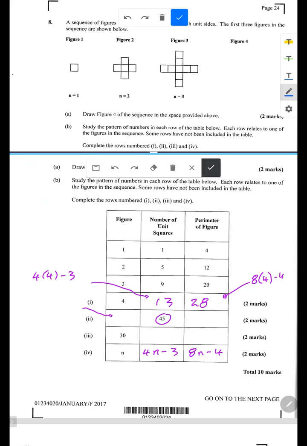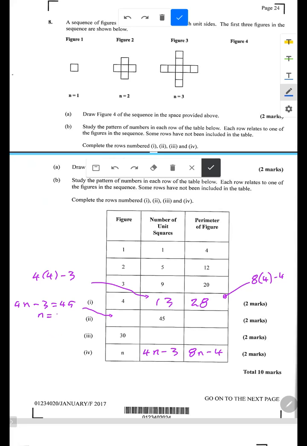And then here, we work out this value by putting the formula equal to 45. The formula in the middle equals 45. That's what we did right here. So we put 4n minus 3 equals 45. I'm trying to find the n. It becomes 48 over 4, so n equals 12.